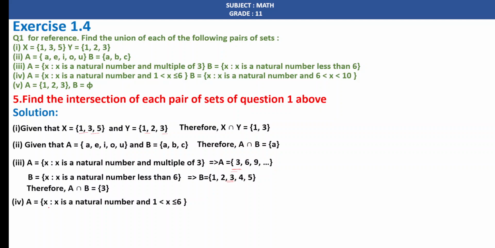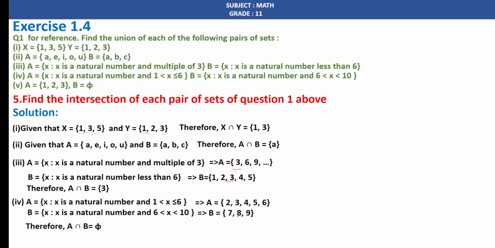Fourth one, A is equal to {x : x is a natural number and 1 < x ≤ 6}. This implies A is equal to {2, 3, 4, 5, 6}. B is {x : x is a natural number and 6 < x < 10}. Therefore, this implies B is equal to {7, 8, 9}. Therefore, A intersection B is an empty set because no element is common between A and B. Because A is 2, 3, 4, 5, 6 and B is 7, 8, 9, so no element is common. Therefore, this is an empty set.